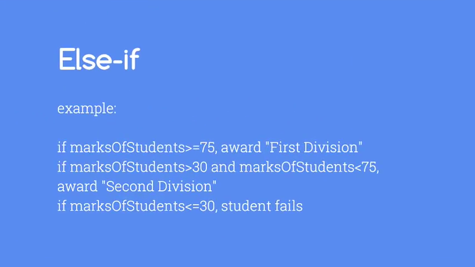Consider another scenario. Suppose we want to print division and fail based upon the marks. If marks are greater than 75, we want to award first division. If marks are greater than 30 but less than 75, we want to award second division. If marks are less than 30, we want to declare that the student has failed. We can see there are multiple conditions here, which cannot be handled using only if and else statement. So here we will use the else if statement. The else if statement is used to handle these extra conditions.